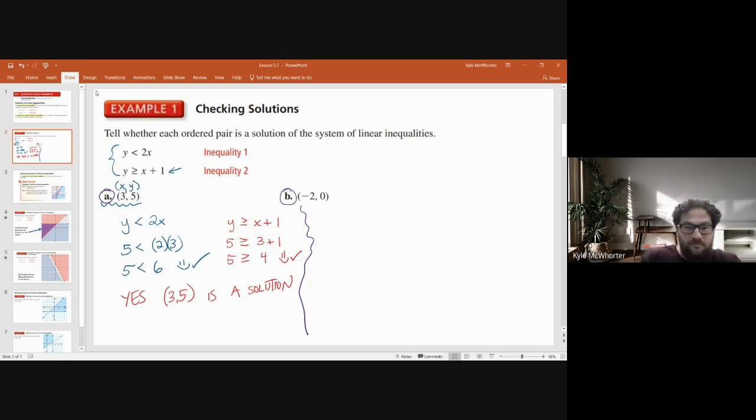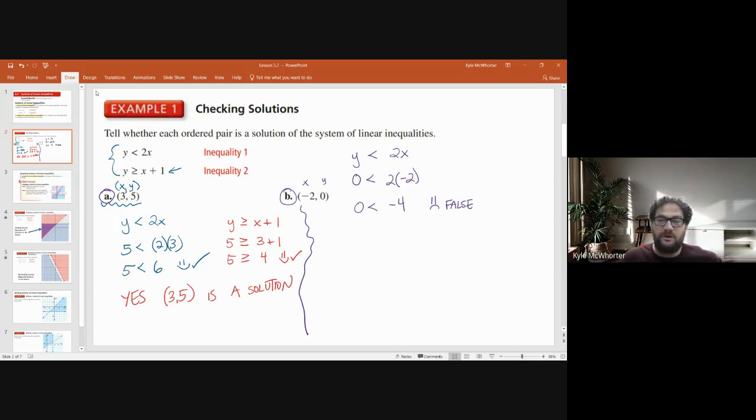Part B is the same inequalities, but we're checking to see if (-2, 0) is a solution. So we'll take the same inequalities. First, I'll do y is less than 2x. I'll be switching the x with -2, and then y will be replaced with 0. So the y becomes 0, and then this is going to be 2 times the x value, -2. So then this one says 0 is less than -4. Well, that's not true. 0 is actually greater than -4. So this one is false.